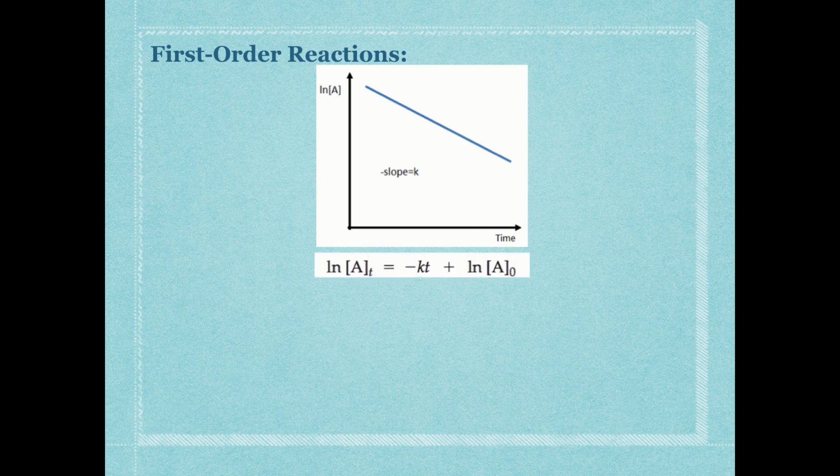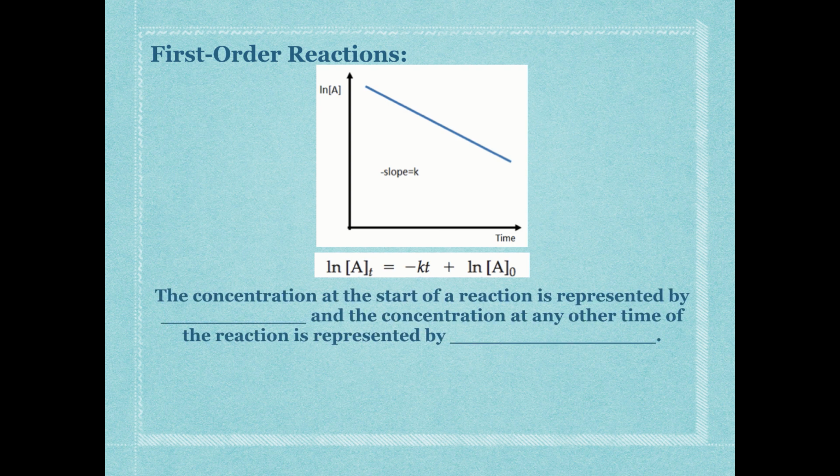Here I give you ln of [A]t equals negative kt plus ln of [A]0. Let's make sure we understand what each of these variables is. The concentration at the start of the reaction, right when you begin, is represented by A naught. That is your initial concentration. The naught, that zero, tells you that 0 seconds or 0 minutes, 0 time has passed. And the concentration after a specific amount of time has passed, we represent with [A]t.